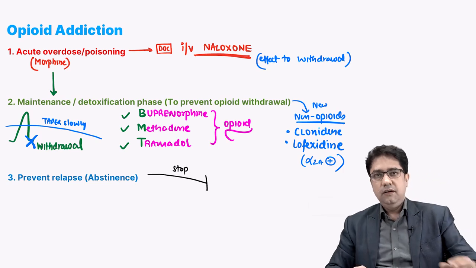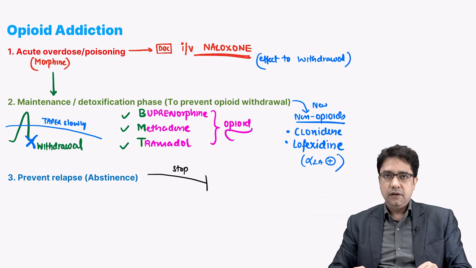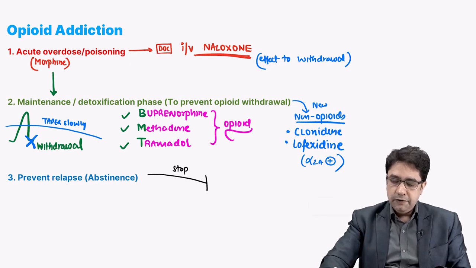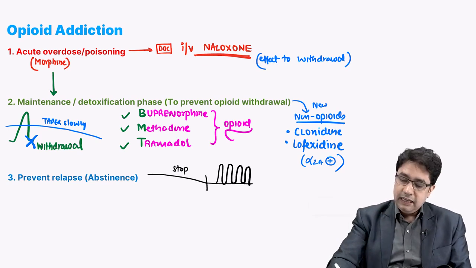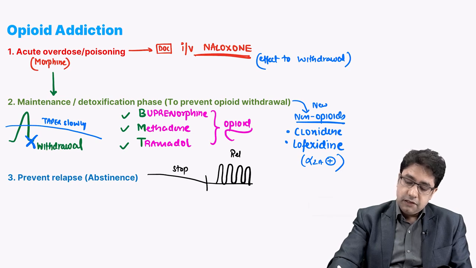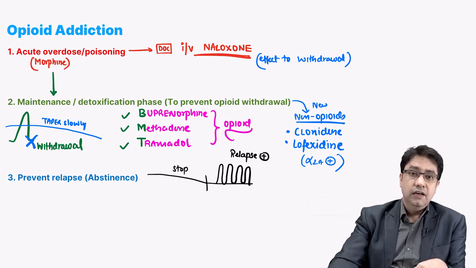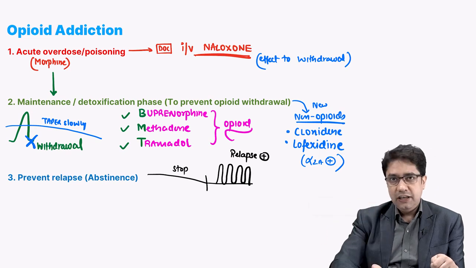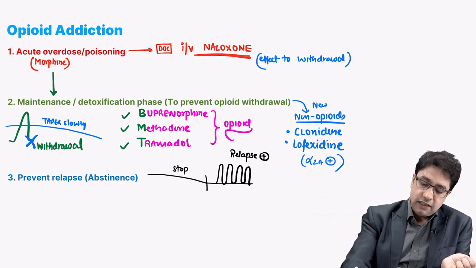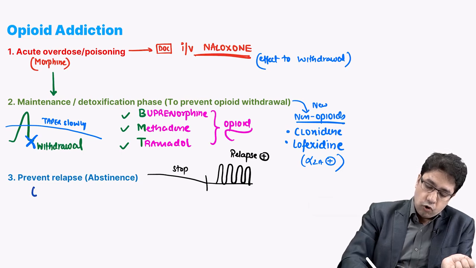Now imagine this person went to a party and his friends are taking opioid. If his friends are taking opioid, don't you think the patient can start taking again? Start taking again means the person can have a relapse. He may start taking again. So after this maintenance phase, when the maintenance phase is over, we give a drug to prevent relapse or to maintain abstinence. And to maintain abstinence, we give the drug oral naltrexone.